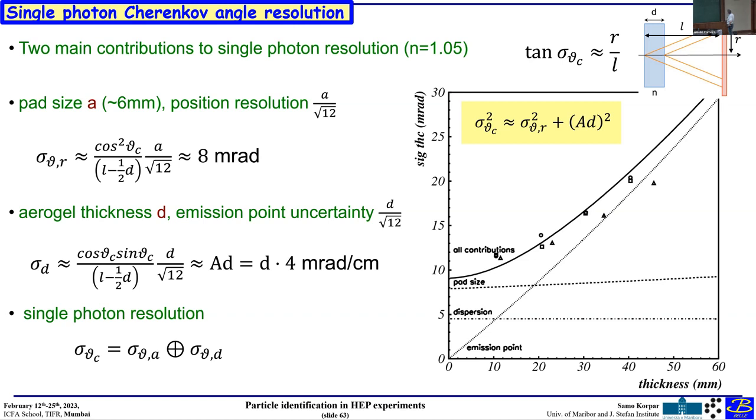You can see the measurement. This is the dispersion, the pad size contribution, and the emission point contribution summed in square. And then you can see basically that quite quickly the thickness of the aerogel becomes the most important. So it was clear that we cannot simply increase the thickness of the aerogel to get more photons in our configuration, limited in the space that we had.